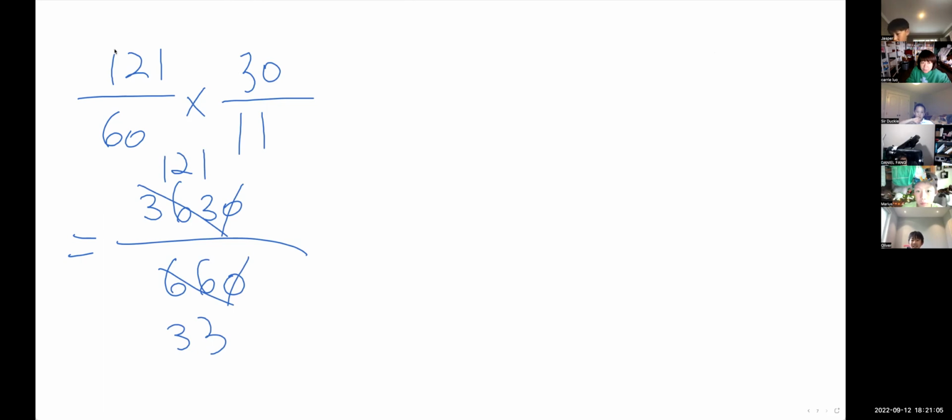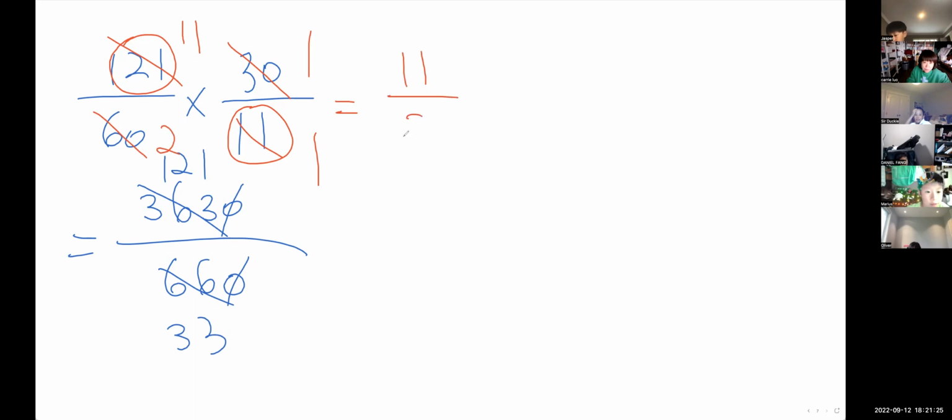We can just divide it first, right, Ethan? So 121 divided by 11 equals what? 11. Very good. 11 divided by 11 equals what? 1. Very good. 30 divided by 30 equals what? 1. 60 divided by 30 equals what? 2. So the answer is 11 over 2.